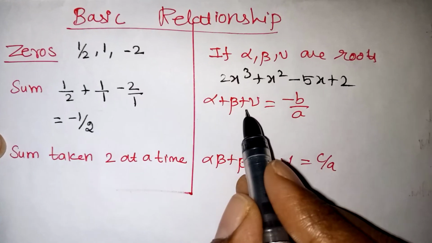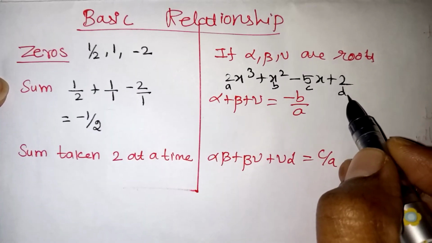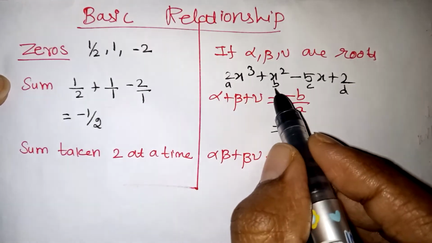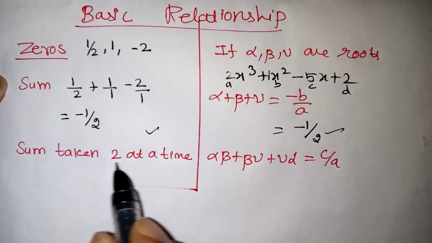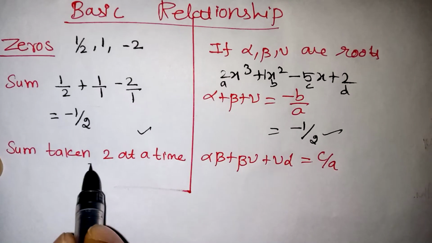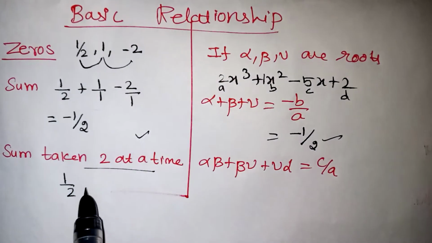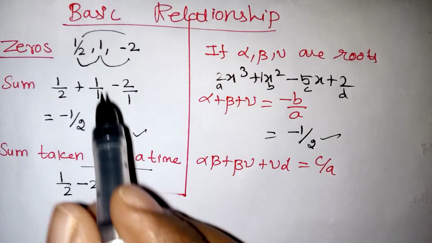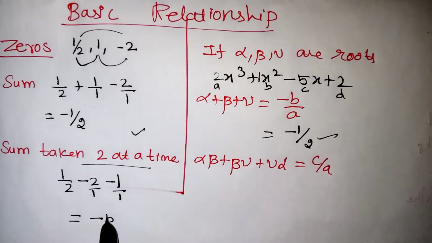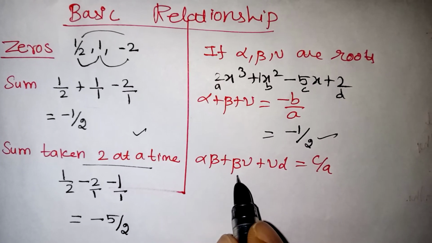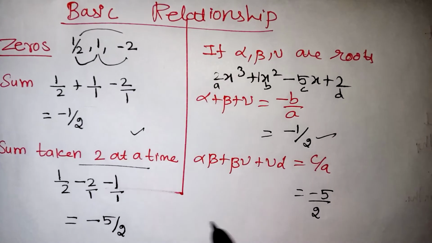Here, sum using the coefficients means from the question, this is my a, this is my b, this is my c, and this is my d. Only the coefficients I should take. Minus b by a, b is 1 here, so minus 1 by a value is 2. So we are getting the same sum on both sides. Now the sum taken 2 at a time. First I have to multiply 1 by 2 into 1, that is 1 by 2, and 1 into minus 2, that is minus 2, and minus 2 into 1 by 2 will give you minus 1. If we do the LCM and add all these three, we are getting minus 5 by 2. You look at here, this is alpha beta plus beta gamma plus gamma alpha, the sum at 2 times, c by a. c is minus 5 and a is again 2. We are getting the same answer.